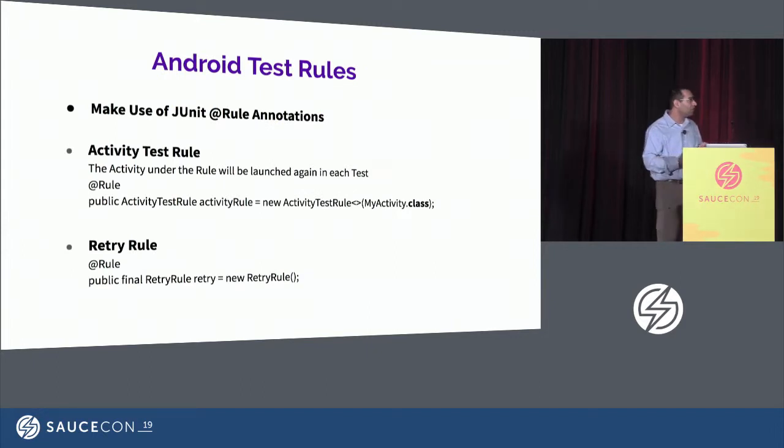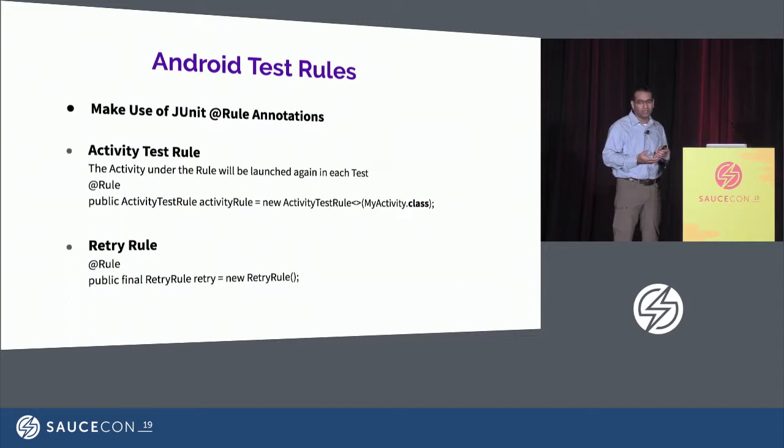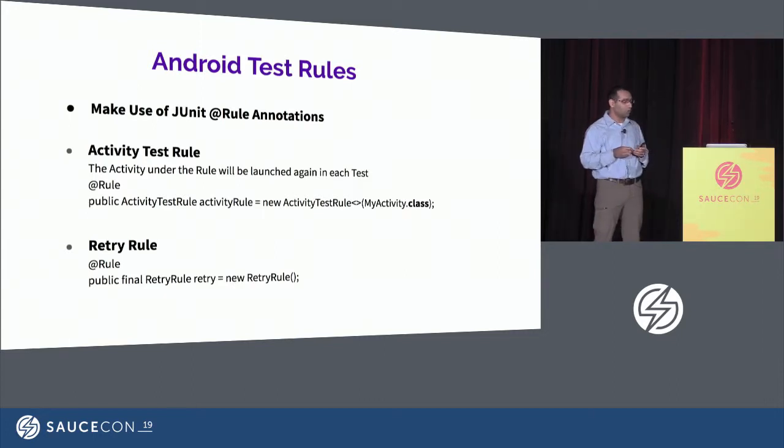And here in the Espresso test, we use JUnit annotations. They are @Rule annotations. The first annotation is to launch an application, and it's called activity test rule. But there are so many rules you can define. So in my Espresso test, I have another rule called retry analyzer.